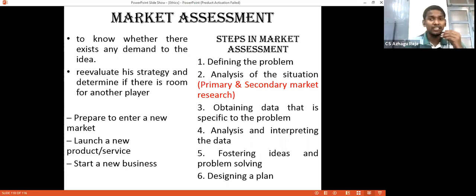After that, you are analyzing the situation. What does situation mean? After identifying the problem, you analyze whether this problem is related to primary research or secondary research. Then, after identifying whether it is primary or secondary research, you go and get the information. How do you get that information? By obtaining data specific to the problem.